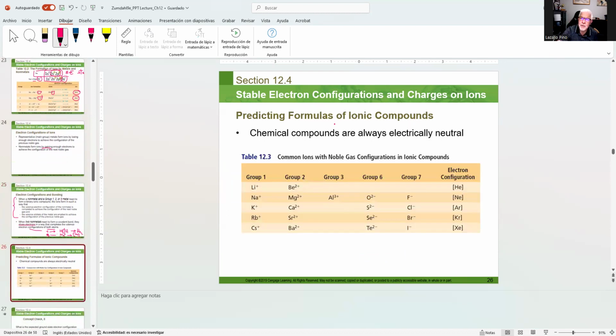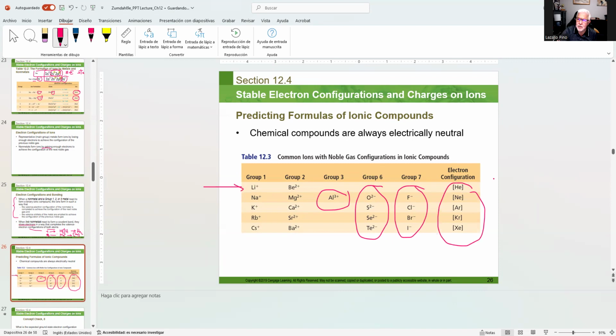Here we have chemical bonds that are always electrically neutral. For example, these are the cations for group 1, group 2, group 3, and these are the anions, group 6, group 7. And this is the electron configuration that the atoms in this period try to get. In this period, they try to be like neon. In this period, they try to be like argon, and so on.